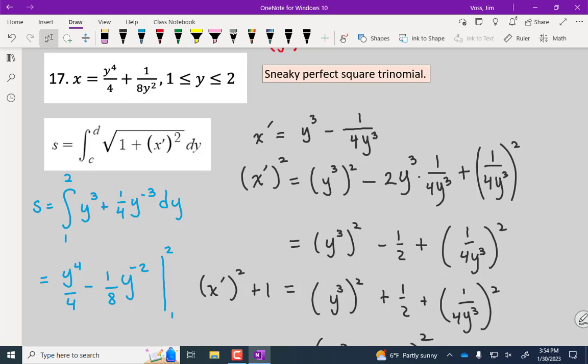But this is a checkpoint. If you're dealing with that perfect square trinomial, you know you get the negative 1/2. This and this one and this one should be the same except for a sign. So that's another checkpoint.